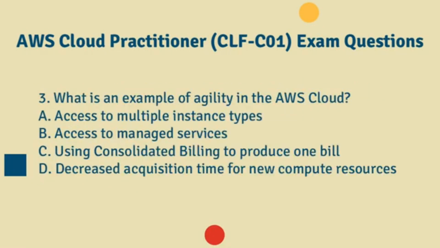3. What is an example of agility in the AWS cloud? A. Access to multiple instance types. B. Access to managed services. C. Using consolidated billing to produce one bill. D. Decreased acquisition time for new compute resources.